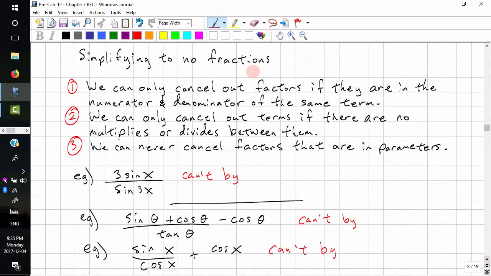Okay, let's go over some rules for simplifying to no fractions. So we're going to go over some algebra rules. We can only cancel out factors if they are in the numerator and the denominator of the same term. And we're going to practice these rules. We can only cancel out terms if there are no multiplies or divides between them. We can never cancel out factors that are in parentheses.